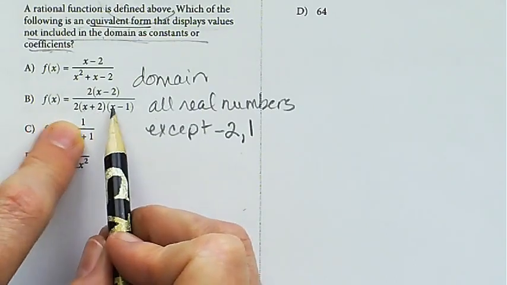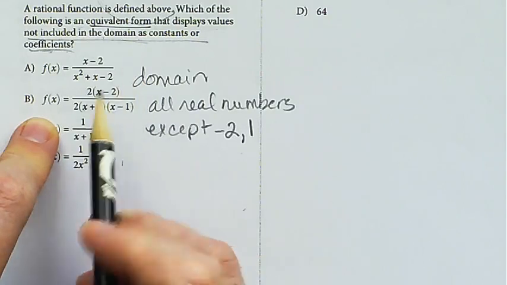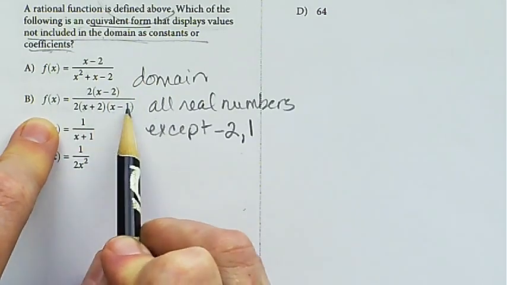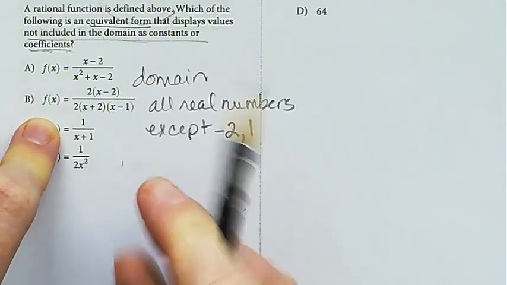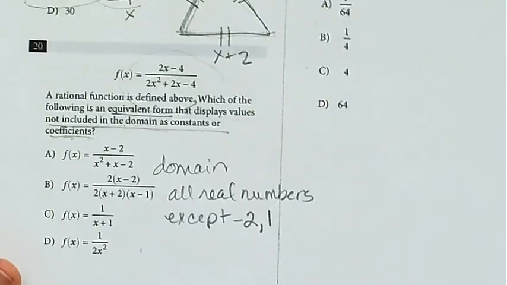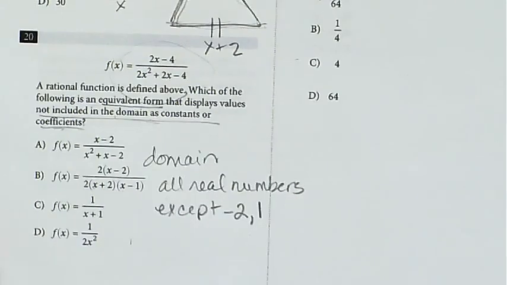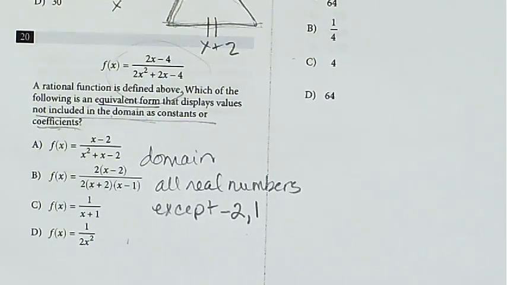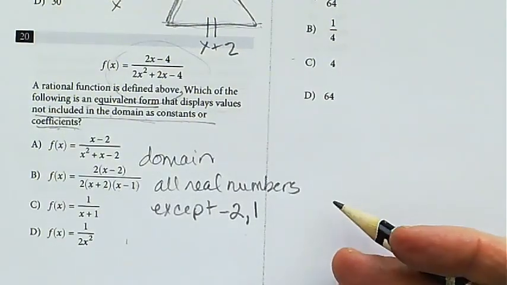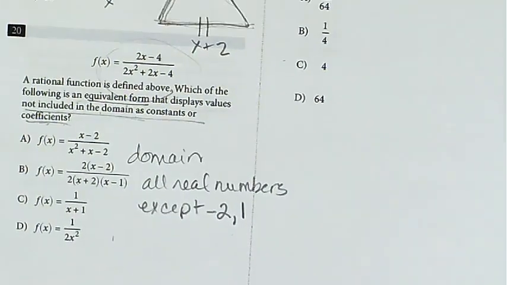So this is showing numbers that are not in the domain as a constant. That's what they're referring to there. Now that is a little bit different than what we usually talk about. Writing an equation with values that are not in the domain as constants, we would just say factor it. So let's move on from that one. That's a lot of time on one problem.